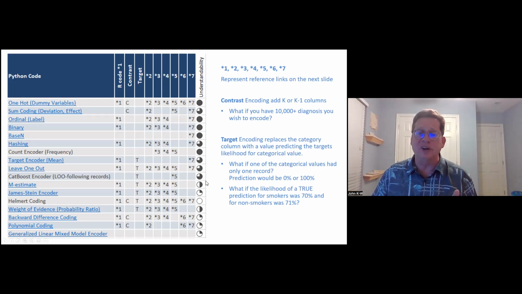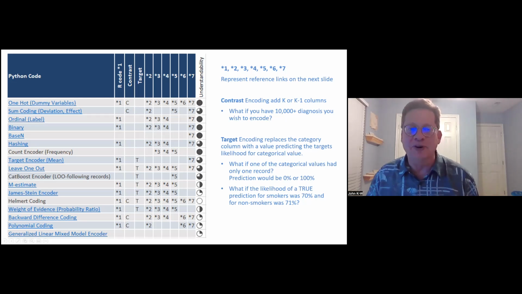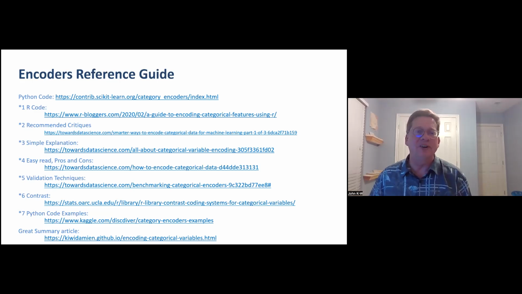And understandability is my interpretation of how easy is it to understand? One hot encoding is easy to understand, whereas Helmert encoding is, if you're good with linear algebra, hey, have a field day, but it's been a couple decades since I've used linear algebra regularly, so it's tough for me. So these are the various reference guides.